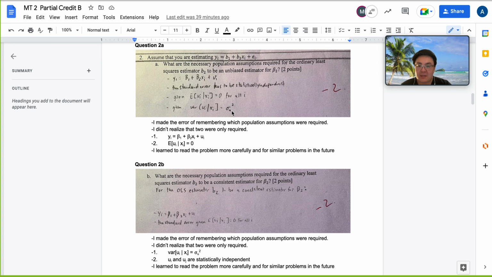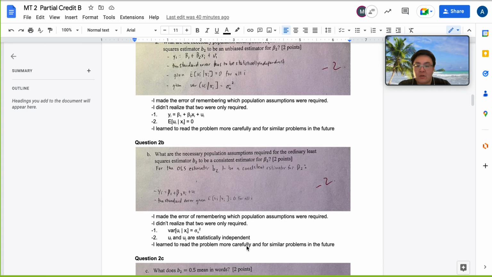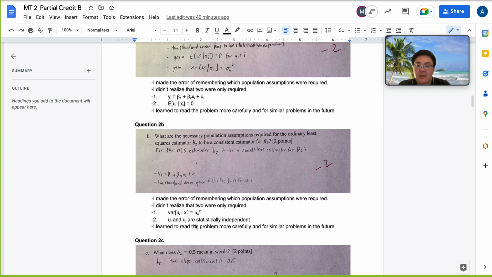For 2b, it asks us what are the necessary population assumptions required for the ordinary least squares estimator B2 to be a consistent estimator for B2. That one, we only need the variance of ui given xi is equal to sigma squared of u, and that ui and uj are statistically independent.